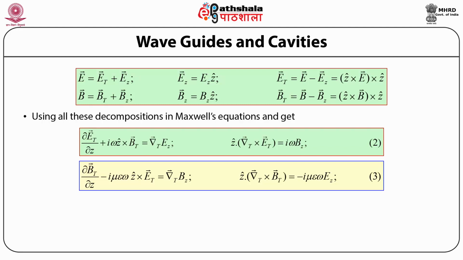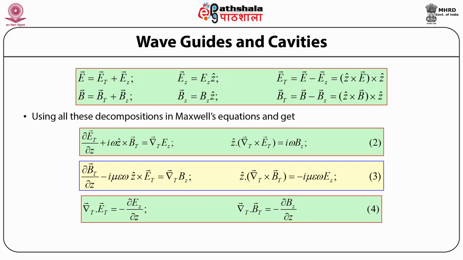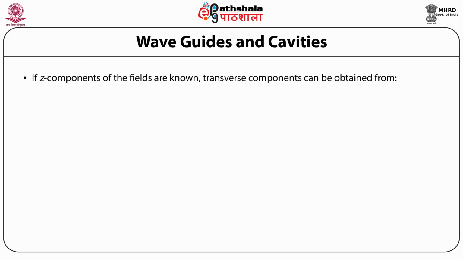Then the divergence of the transverse component of the del operator and the transverse component of the electric field is equal to minus the partial derivative of the z component of the electric field with respect to the z axis, and the divergence of the transverse component of the del operator with the transverse component of the magnetic field induction vector B is equal to minus the partial derivative with respect to z of the z component of the magnetic field induction. So if the z components of the fields are known, the transverse components can be obtained from the following relations.